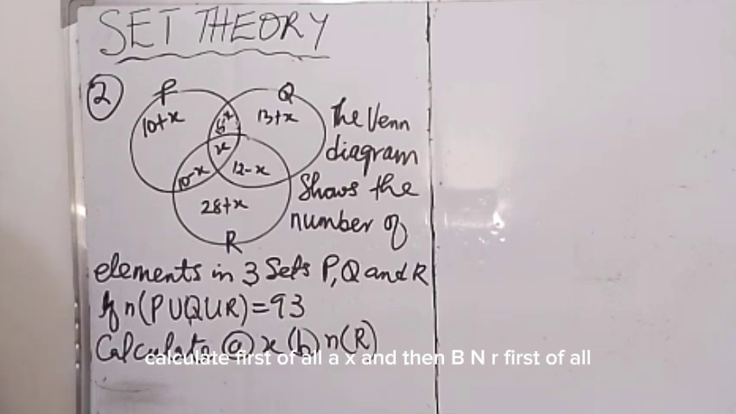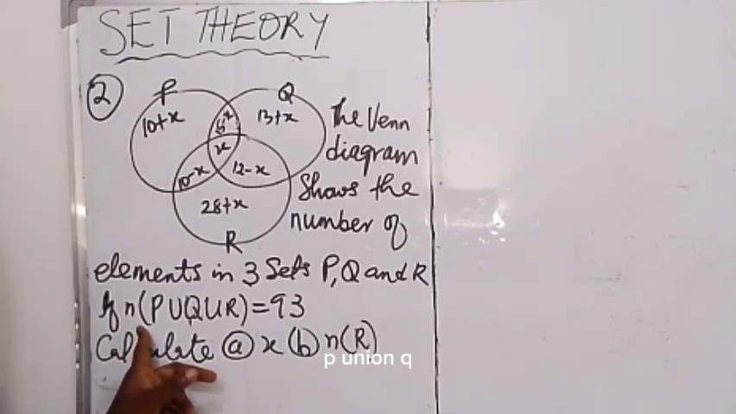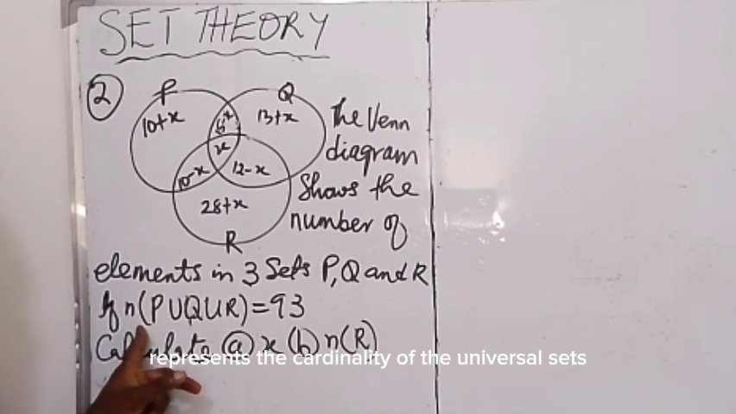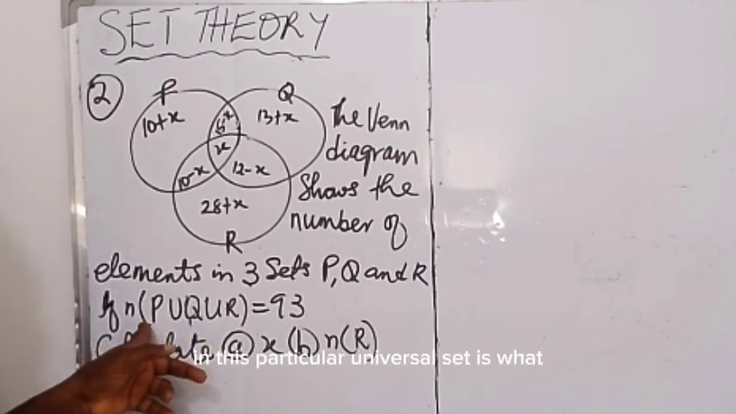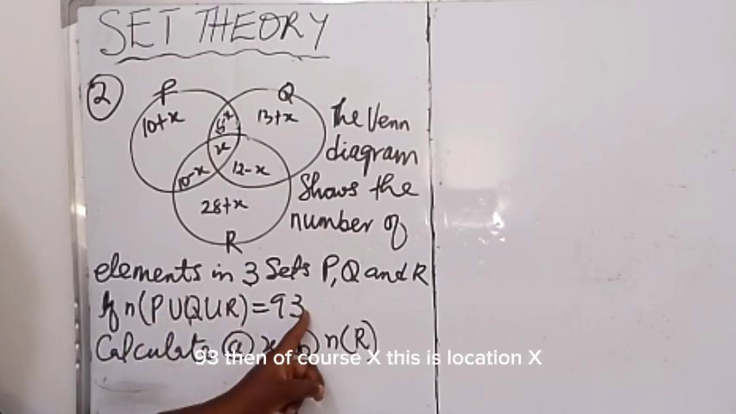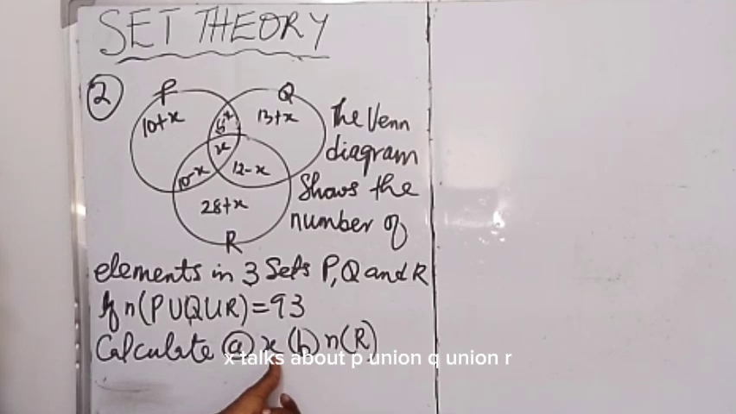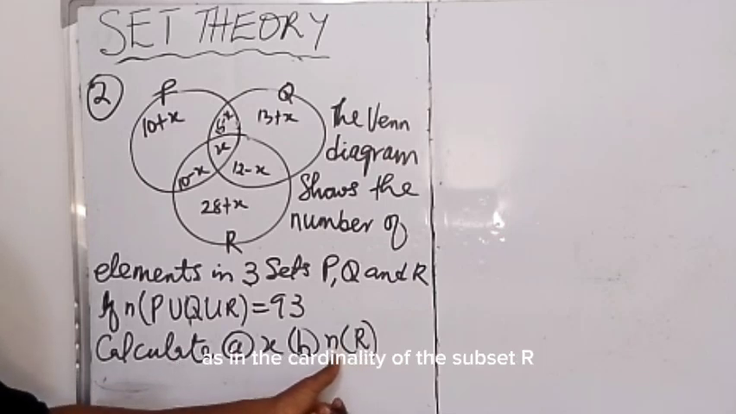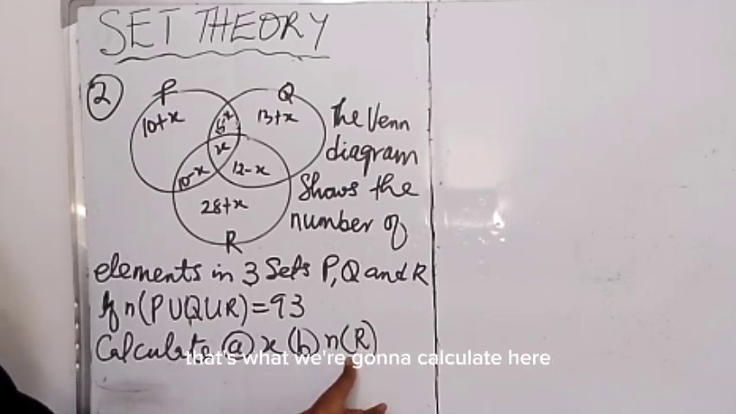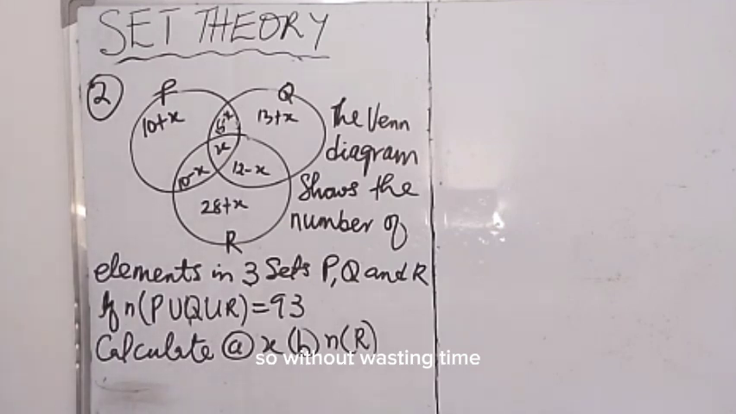First of all, let's start from here. n(P union Q union R) represents the cardinality of the universal set. That's what it is here. So the number of elements that are involved in this particular universal set is what? 93. Then of course x, this is location x. x talks about P union Q union R, exactly how many elements are in there. Then of course n(R) talks about the number of elements in R, as in the cardinality of the subset R. That's what we're going to calculate here. So without wasting time, let us go in.